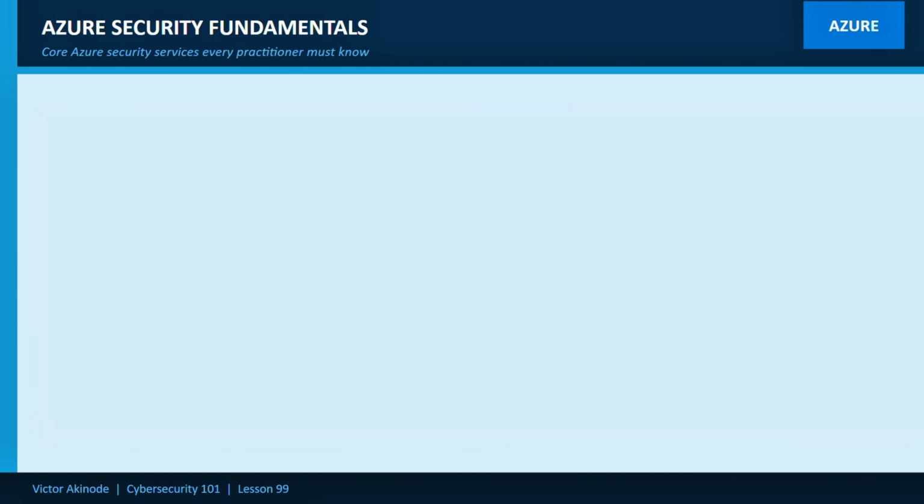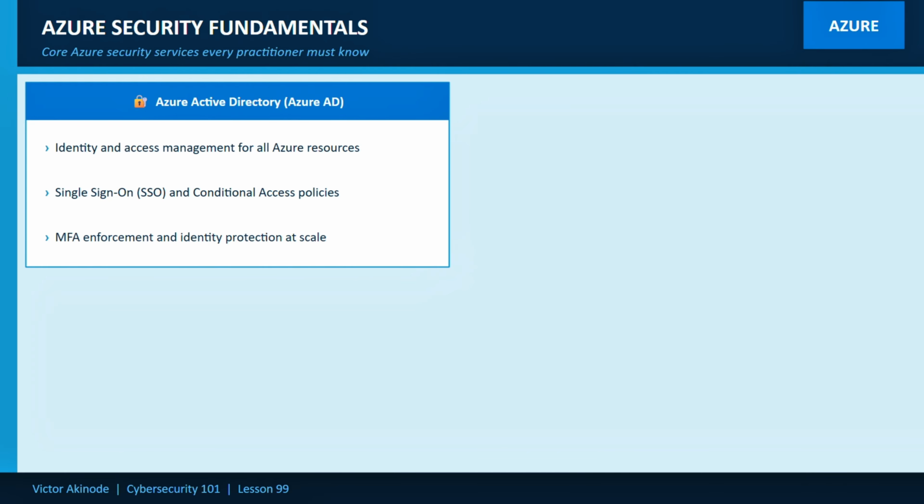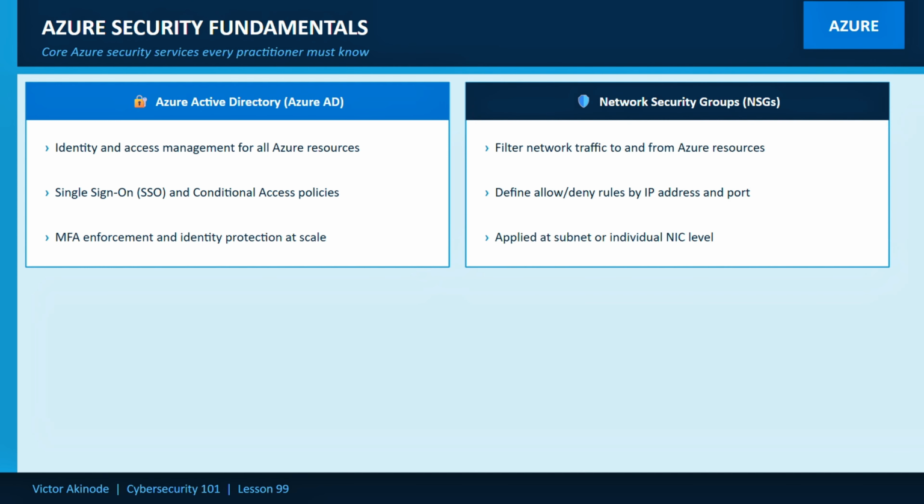Now let's consider the Azure security fundamentals. The first one we'll consider here is Azure Active Directory, which is Azure AD. And this includes identity and access management for all Azure resources, single sign-on or SSO and conditional access policies, multi-factor authentication enforcement, and identity protection at scale. The second one is network security groups, or NSGs, and these filter network traffic to and from Azure resources. They define allow and deny rules by IP addresses and ports. They are also applied at subnet level or individual network interface card level, that is NIC level.